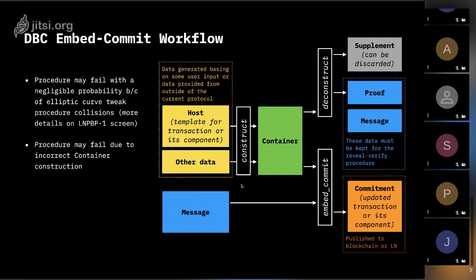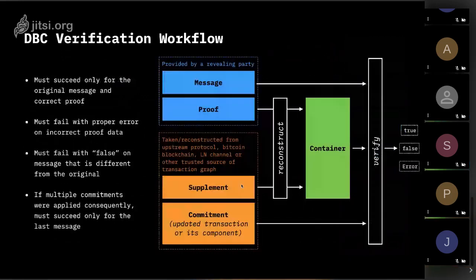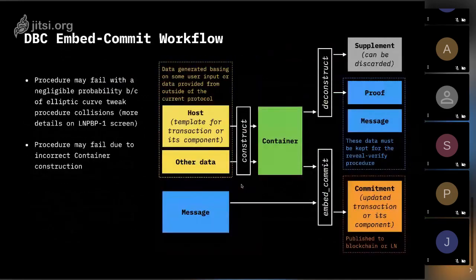So there are two stages. The first stage is embed commit, and the second is verify. At embed commit, we construct a container with an operation named construct. At each level that you will be working with DBCs, transaction output, script, public key, and others, you will have a container which is specific to the level. And all of these containers will have a construct function, which basically takes the data from external sources. For instance, you compose a transaction, a normal Bitcoin transaction, in your wallet, and you provide it to construct the container.